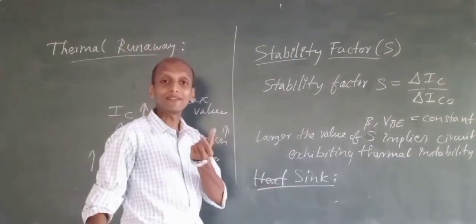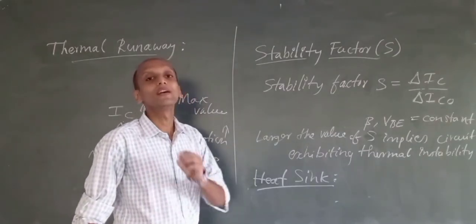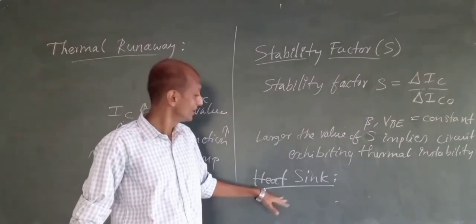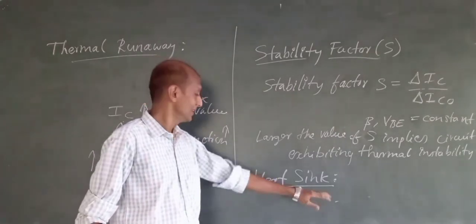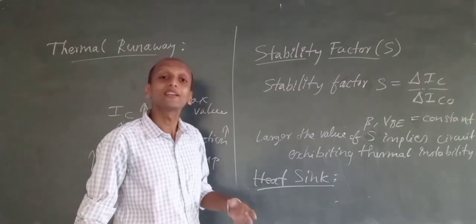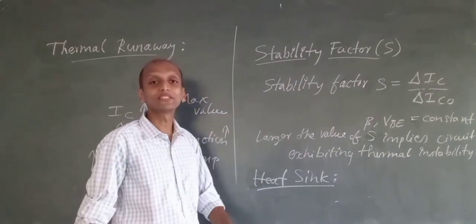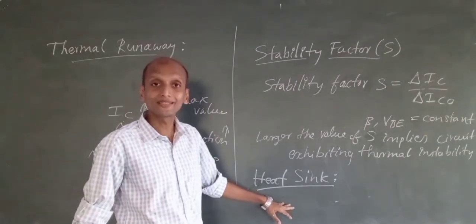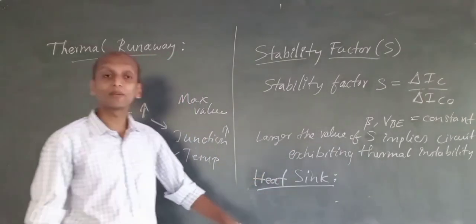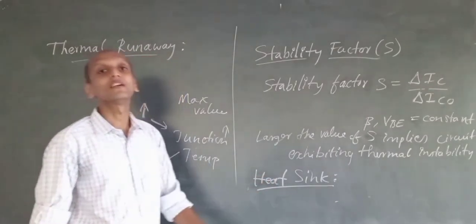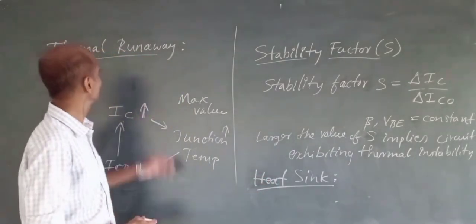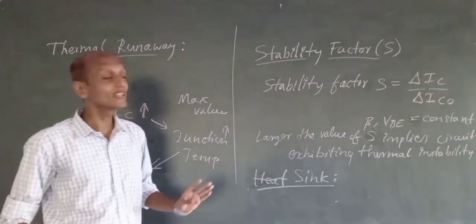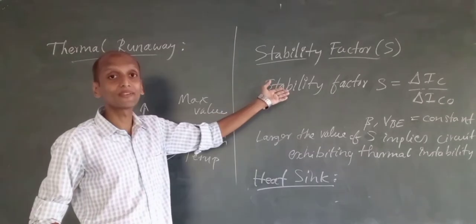The device which is connected to a component is called what? Heat sink. This safeguards the device against temperature and heat. So that component or device is called a heat sink. This is again a very important definition for your 1 mark question. They will be asking you for 1 mark about the heat sink. Stability factor also is very important.